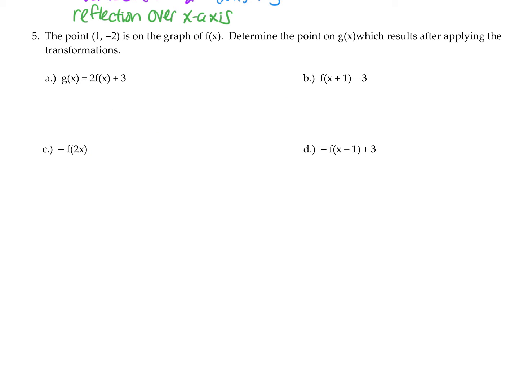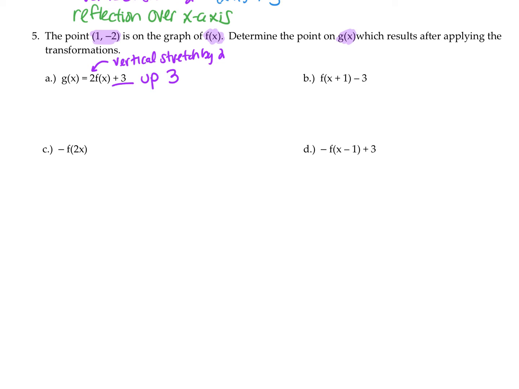All right, in question 5, it says the point (1, -2) is on the graph of f(x). Now we're going to perform some transformations, and they want us to know where the point would land on the graph g(x). So let's talk about what these numbers are telling us. This 2 in front is a vertical stretch by 2. This plus 3 means up 3.